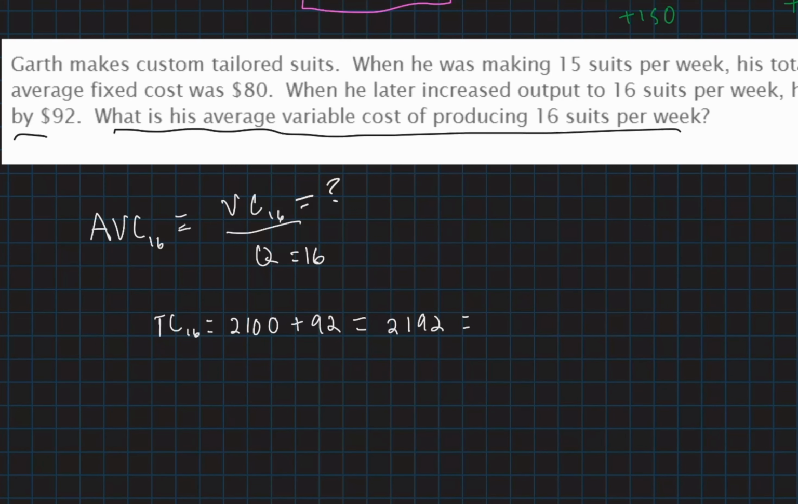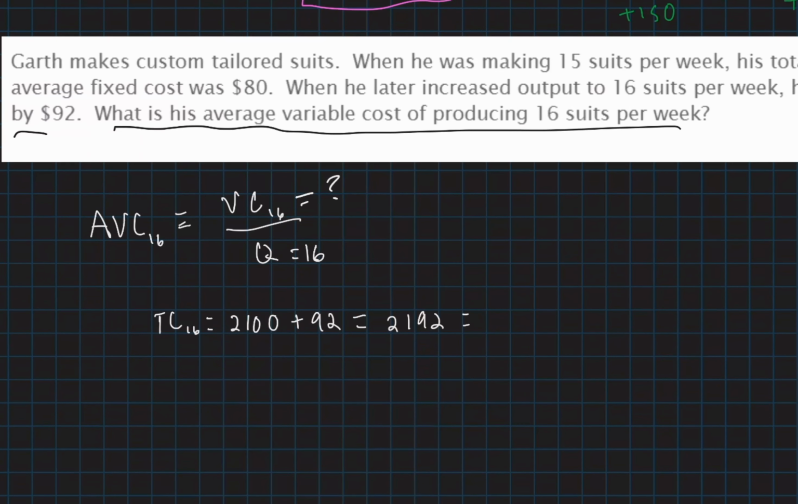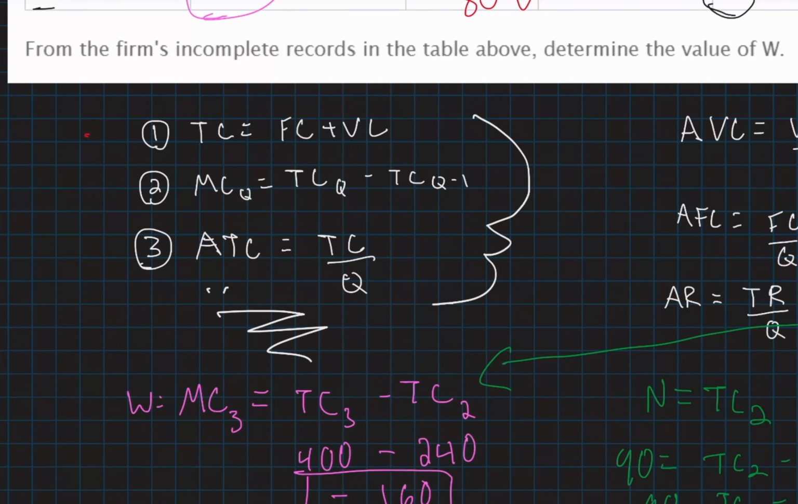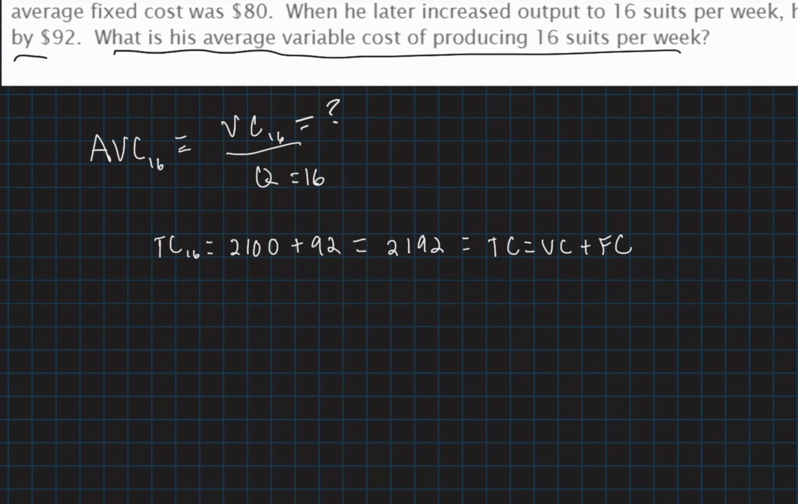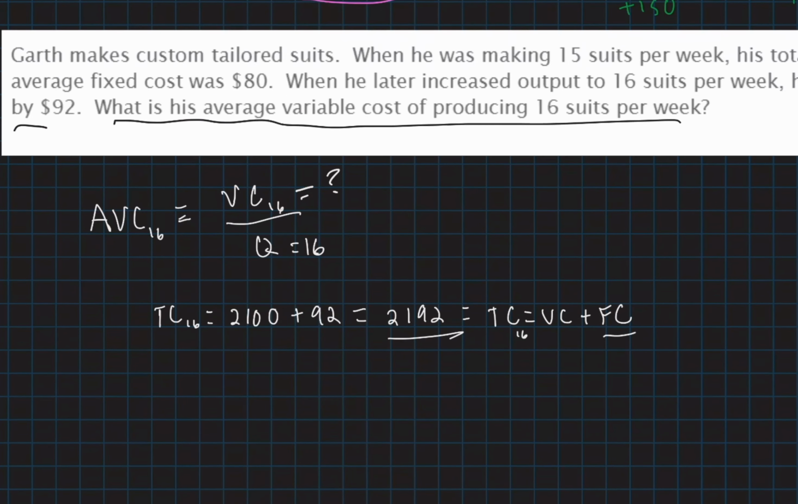And if we remember back up here, equation 1, total cost is equal to variable cost plus fixed cost. So I'm using equation 1 right there. So we know total cost of 16 now. Now we just need to know the fixed cost of 16, and then we'll get the variable cost of 16.